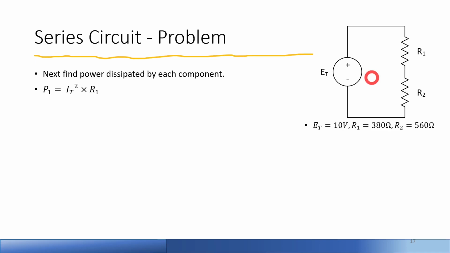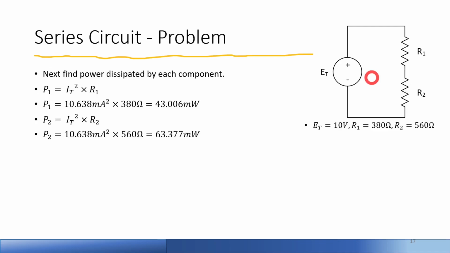P1 equals I sub T, or the total current, squared times my R1. So the 10.638 milliamps squared times my 380 gives us 43.006 milliwatts of power dissipated in R1. And in the power across R2, all we have to do is use R2 in the same formula. The 10.638 milliamps squared times my 560 ohms is going to be 63.377 milliwatts.